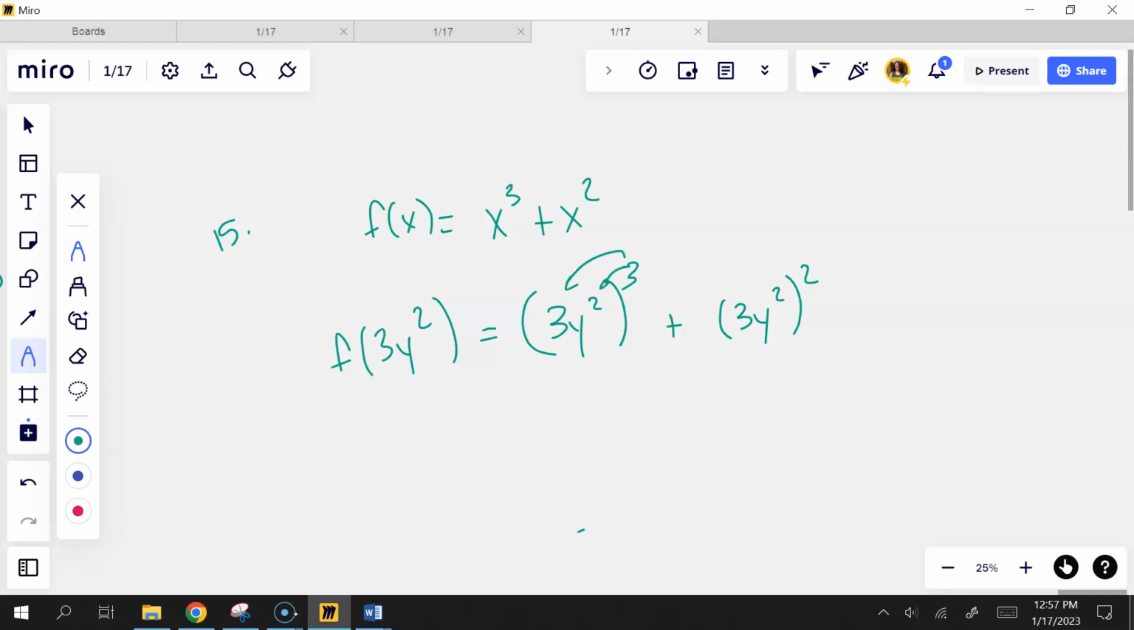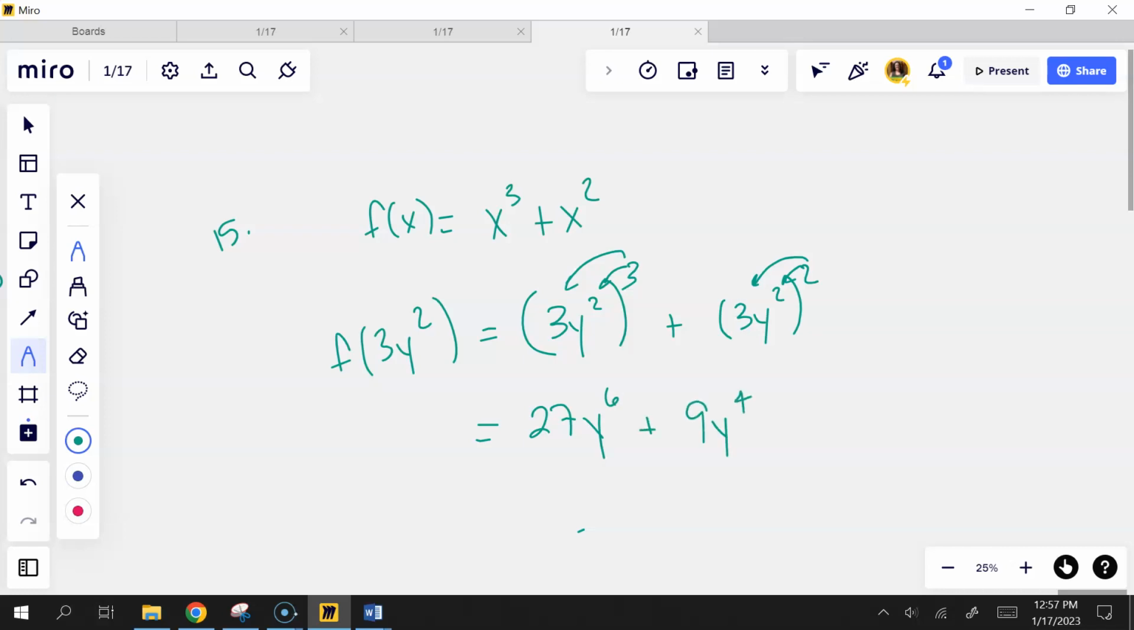But here, I can distribute this, because I'm multiplying in the parentheses. If you're adding, it would be a FOIL situation. But since I'm not, I'd have 3 to the 3rd, which is 27. Y to the, do I add or do I multiply? Multiply, so y to the 6th plus 9, y to the 4th.